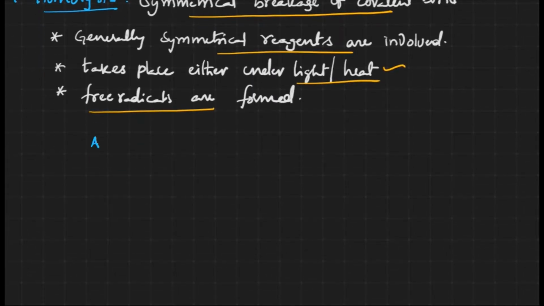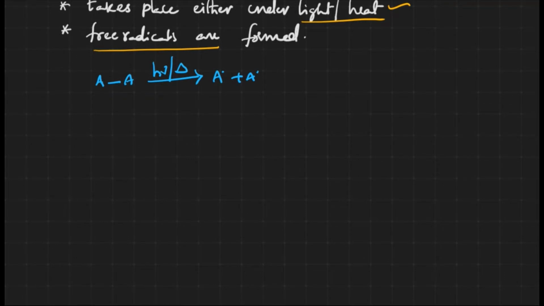Let us see a molecule A-A. This is a symmetrical molecule, right? Under what condition does it take place? Light or heat. During this homolytic cleavage, what happens? Formation of free radicals takes place. We have A free radical. Now let us see how this is taking place. How many electrons will be there in the bond? 2 electrons, right? We know that. Let us take 2 electrons in between these two atoms of A.